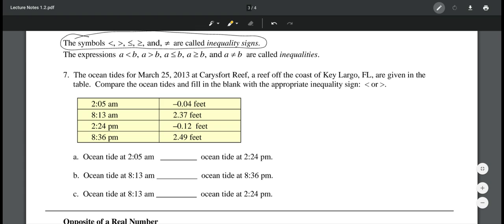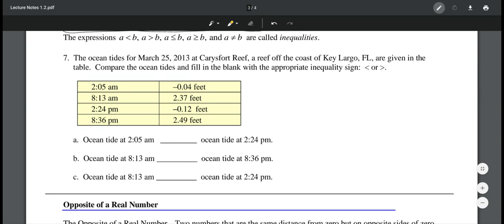All right. So we have a chart for the ocean tides, and you can read the rest of the sentence. I'm not going to read all of that to you, but it's asking you to decide if the ocean tide at 2:05 is greater than, less than, or greater than or equal to the ocean tide at 2:24. So if I think about it on a number line with respect to 0, at 2:05, I'm on the negative side of 0, and at 2:24, I'm also on the negative side of 0. So now I have to decide which number is smaller. Okay, so the closer you get to 0, moving this way, the numbers get larger.